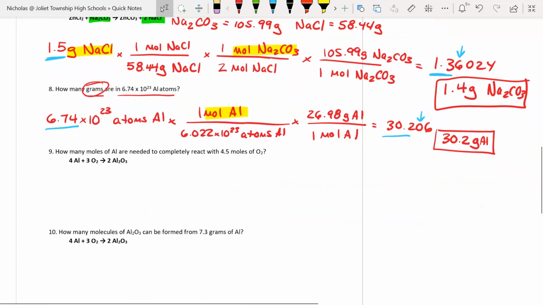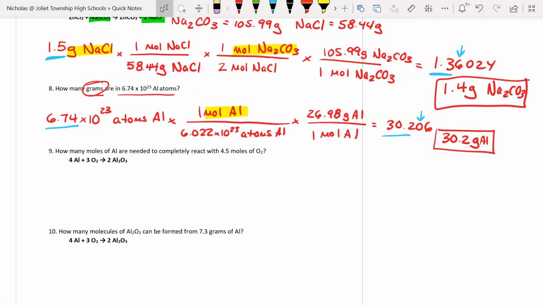All right, number 9. Number 9, we are given moles, and we want to go to moles. So this type of question is just a mole ratio. So we are given 4.5 moles of oxygen, and we want to go to moles of aluminum. So we're going to use that mole ratio. So let's go ahead and highlight what we're looking at in the question.